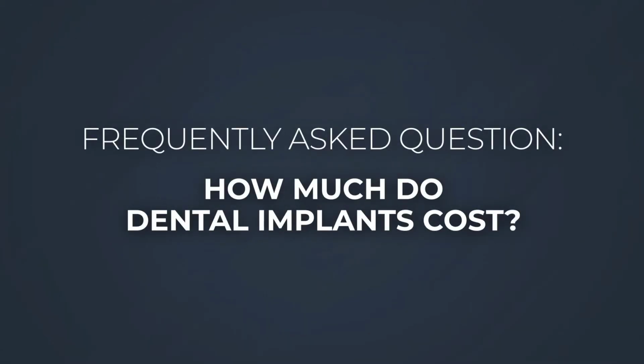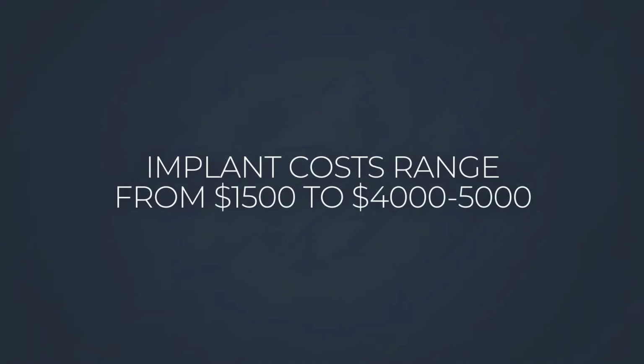I get this question all the time. An implant has 3 parts: you have a dental implant, abutment, and the crown. And the total cost between those 3 parts could range anywhere from $1,500 to as high as $4,000 or $5,000, depending on the case. But at our office, we have options so that we can custom tailor any of these solutions to fit within your budget.